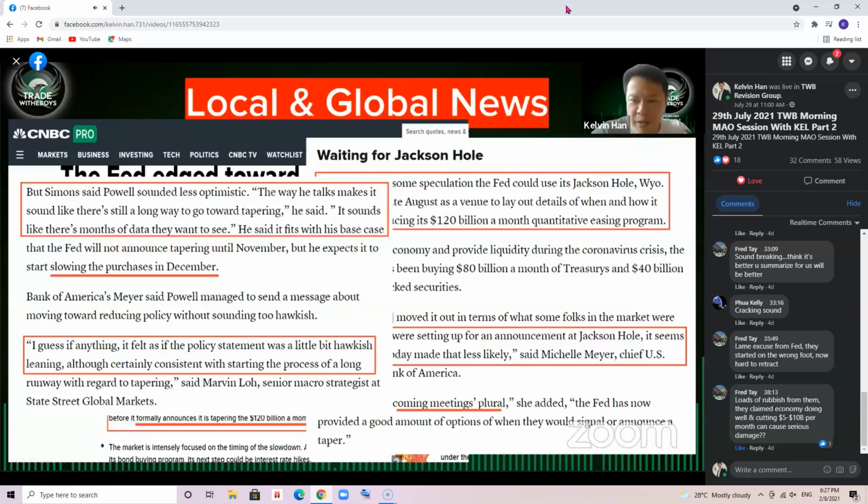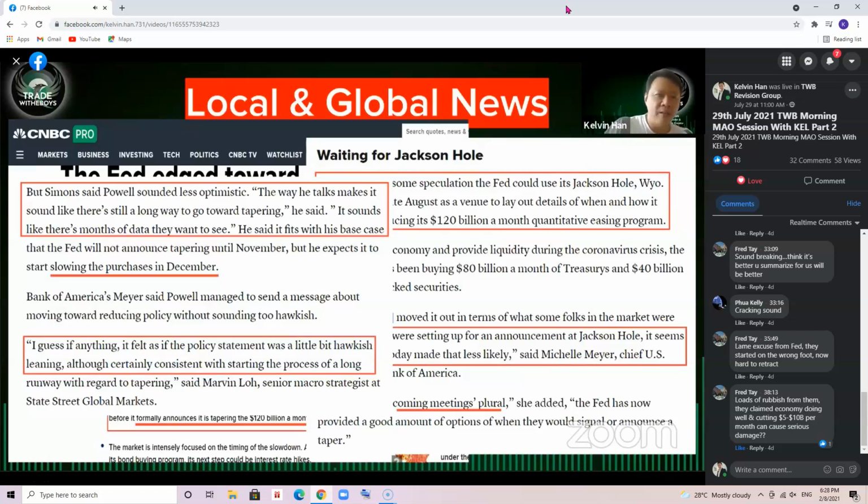Fred: loads of rubbish from them. They claim the economy is doing well, yet cutting 5 to 8 billion per month can cause serious damage. Okay, like that, Fred. Now, Fred, I can be upfront with you. Seriously, they know that the money they put in is just to make sure that the market still stays up, because we know that the economy is not moving.